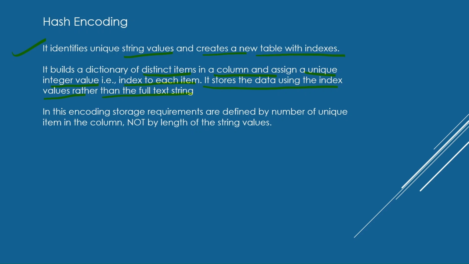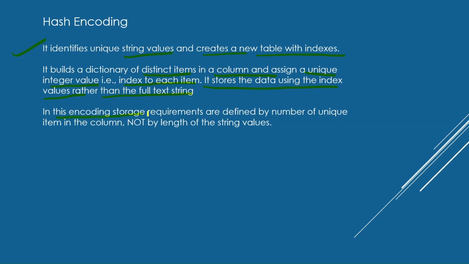As we have discussed, it will identify the unique string and give it an index. And when it stores the data at the backend, it will not use the full text value for storage purposes. It will use the index value to store the value at the backend.